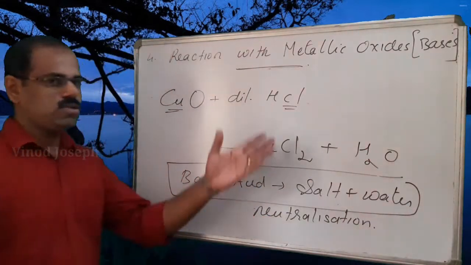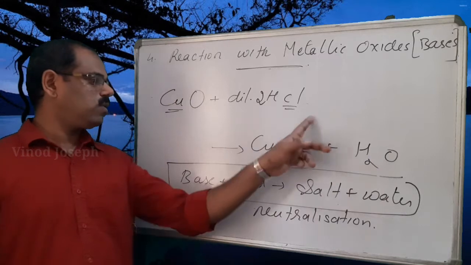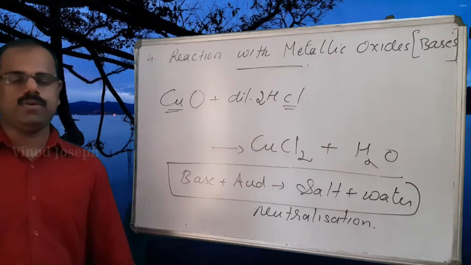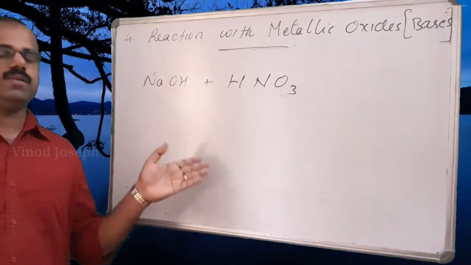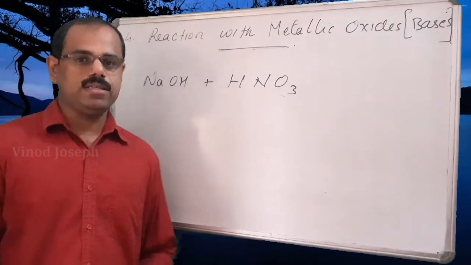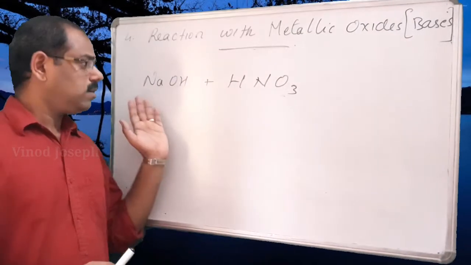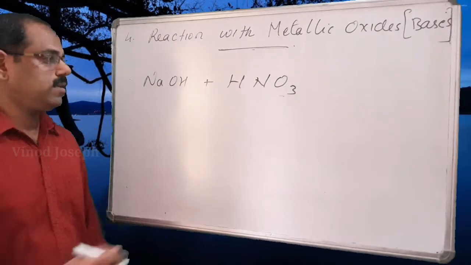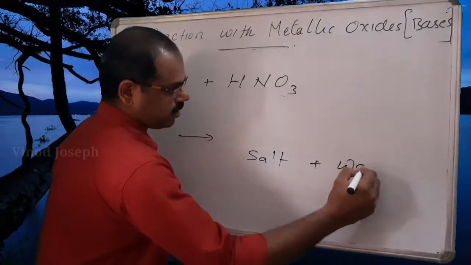Since the equation is not balanced, you are supposed to balance it. 2 hydrogen, 2 chlorine, 1 copper. The equation is balanced. See another equation: sodium hydroxide reacts with nitric acid. So a base reacts with an acid. That means it is also a neutralization reaction. What do we get? We get a salt plus water.